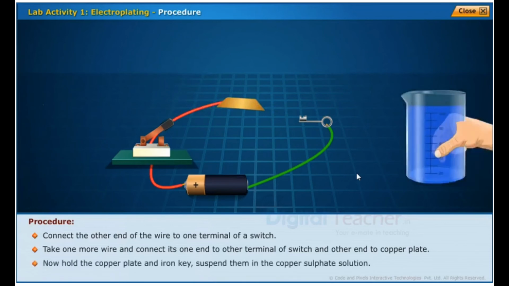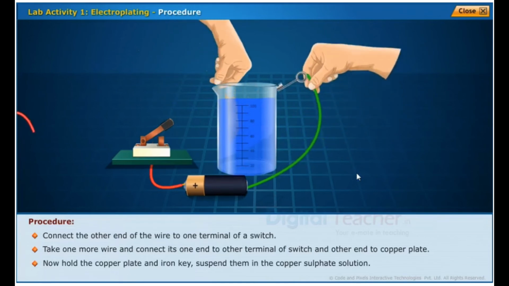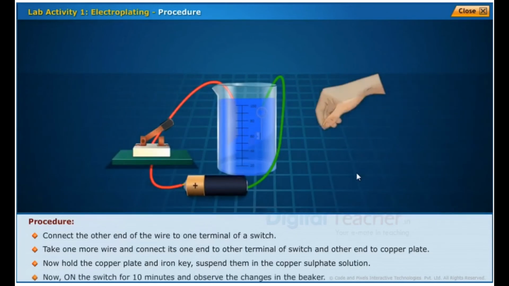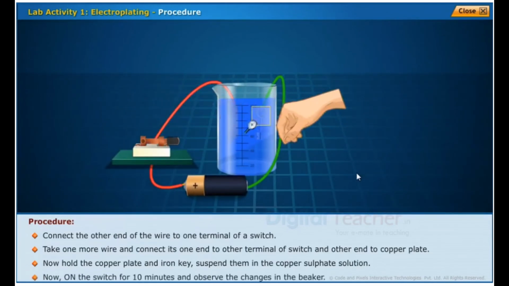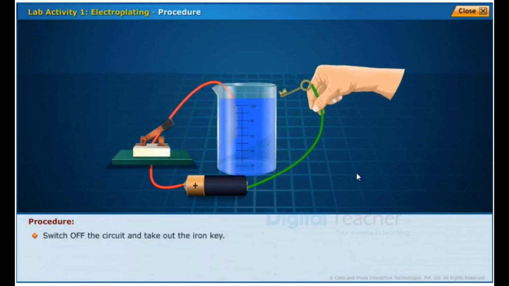Now, hold the copper plate and iron key and suspend them in the copper sulfate solution. The copper plate and iron key should not touch each other. They must be separated by a little distance. Now, switch on for 10 minutes and observe the changes in the beaker. Switch off the circuit and take out the iron key.